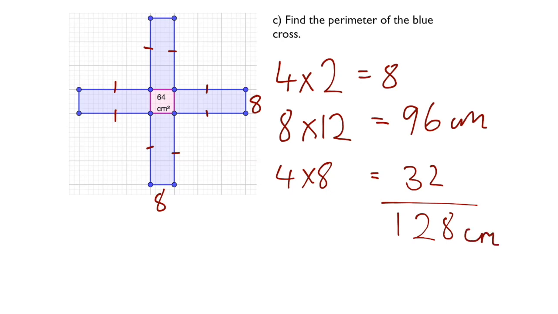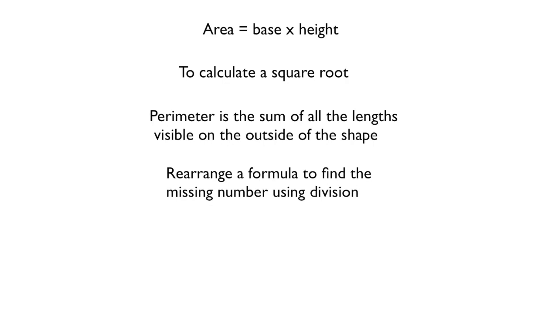So to summarize, that particular question used quite a few different topics that you will need to learn for your 11 plus. First one being area of a rectangle and square, that's base times height. You need to know how to calculate a square root. You need to remember the perimeter is the sum of all the lengths visible on the outside. And it's also really useful to understand how to rearrange a formula to find the missing number using division.